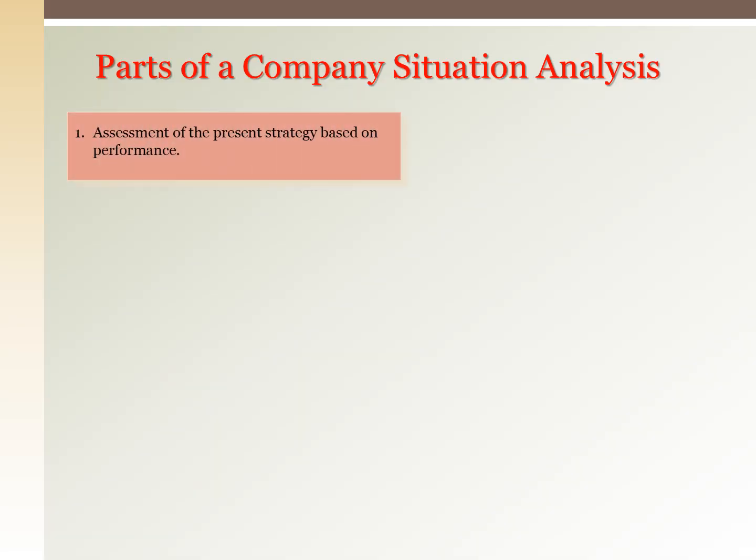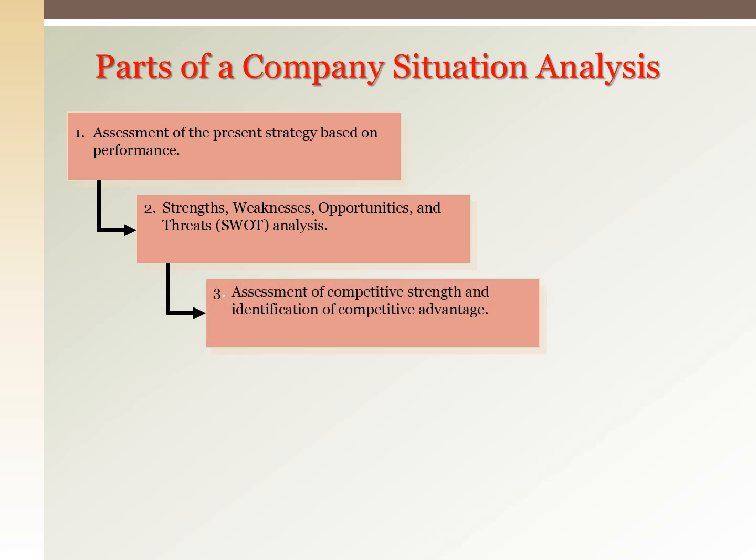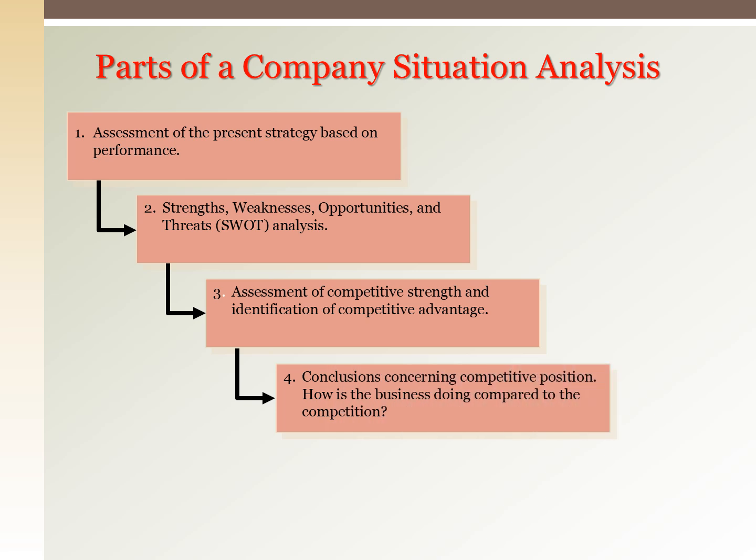So the first thing you do is an assessment of the present strategy based on your performance. Next, do a SWOT analysis. Find out what your strengths, weaknesses, opportunities, and external threats are. Make an assessment of your competitive strength and identification of your competitive advantage. What do you do that's better than your competition? Then you make conclusions concerning competitive position. How is your business doing compared to the competition? Do we need to make changes?